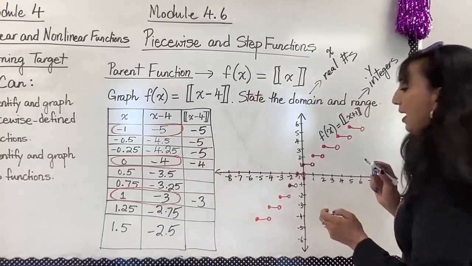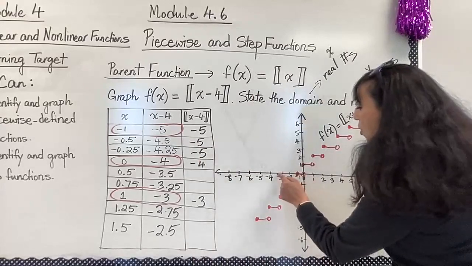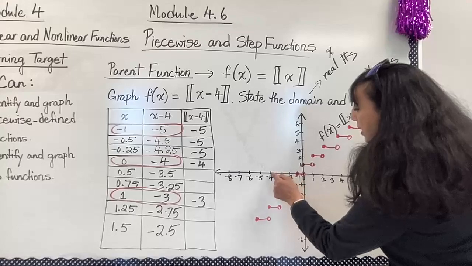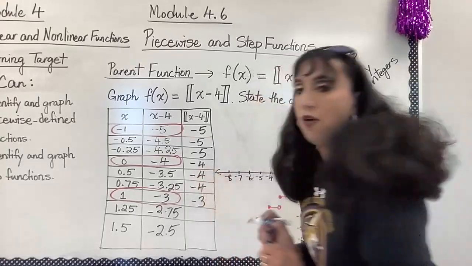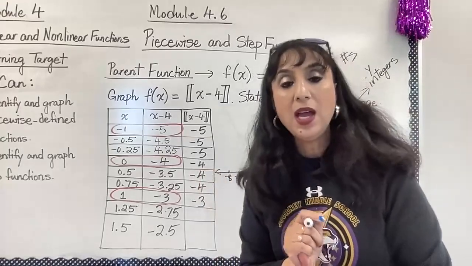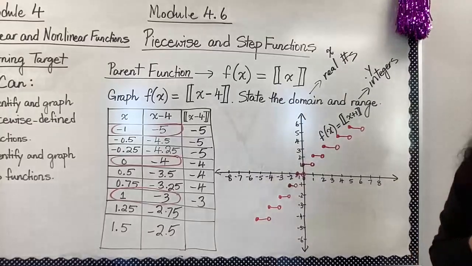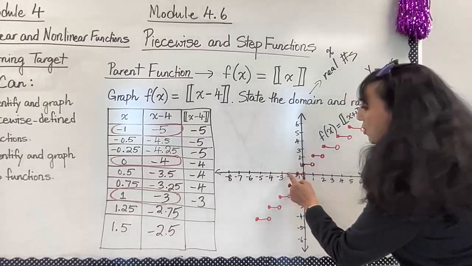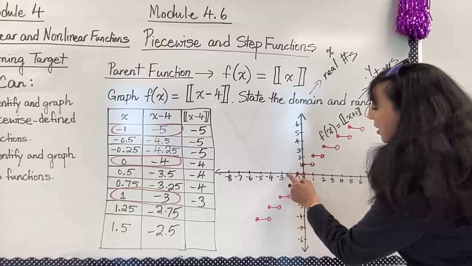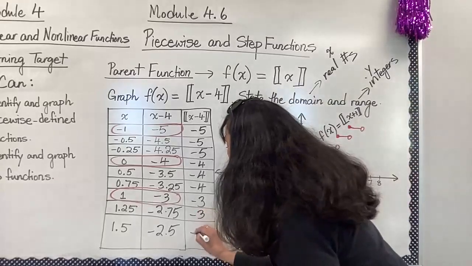Let's look at negative 3 and 5/10, which is over here. What is the integer below? It is negative 4. So all of these are rounding to negative 4. Then I have negative 2 and 75/100 over here, and negative 2 and 5/10, which is here. The integer below is negative 3. So these are all rounding to negative 3.